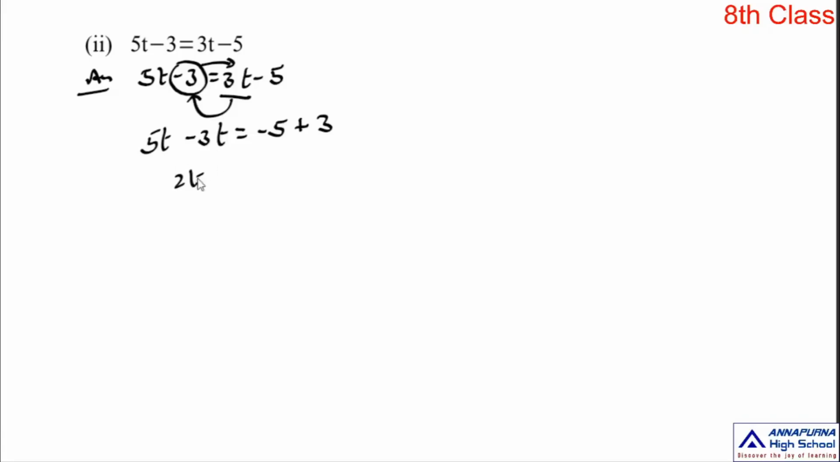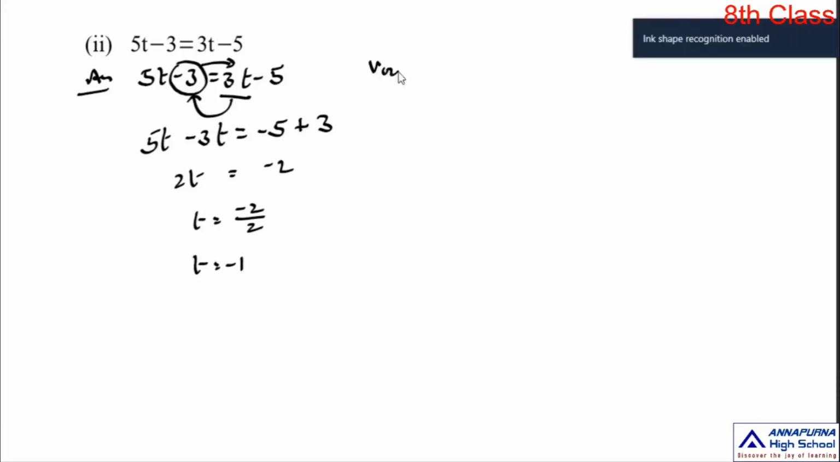So 5t minus 3t is equal to 2t, is equal to minus 5 plus 3, which is equal to minus 2. Then t is equal to minus 2 by 2. T is equal to minus 1. Okay, now verify whether this solution is right or wrong. Verification.